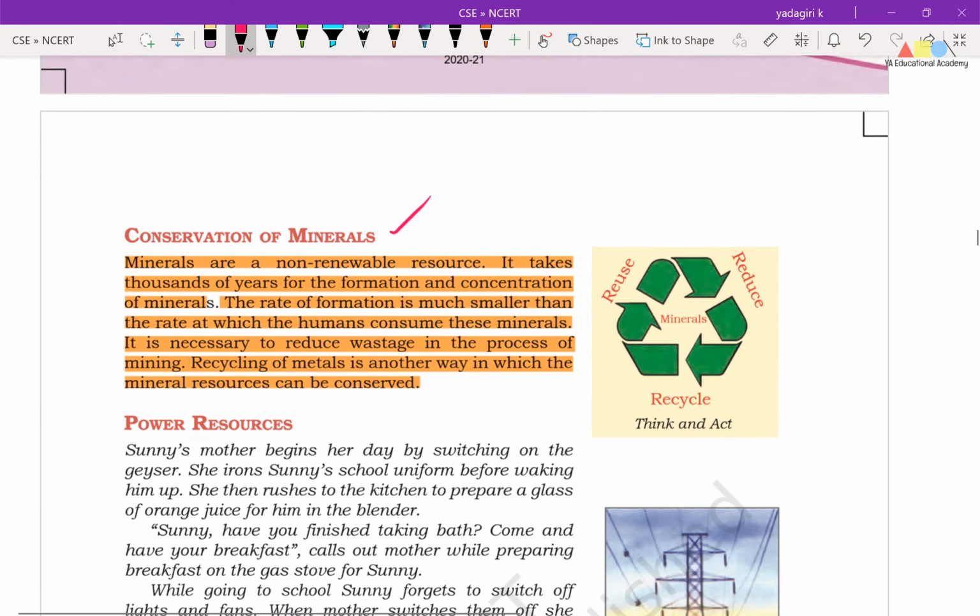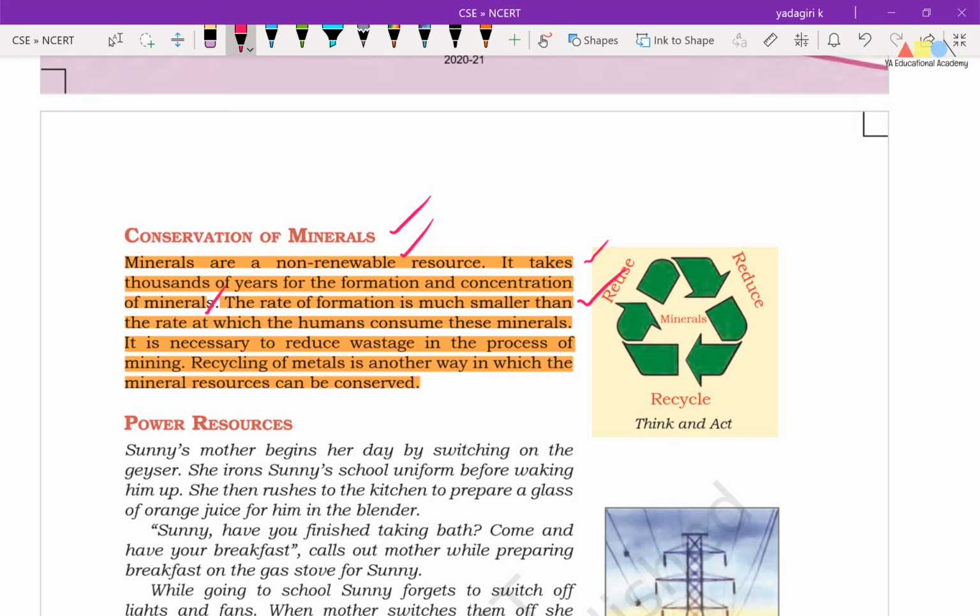Right, friends? Conservation of minerals. Minerals are a non-renewable resource. So now, you know what are renewable resources and what are non-renewable resources, and the minerals come under the category of non-renewable resources. Friends, it takes thousands of years for the formation and concentration of minerals.